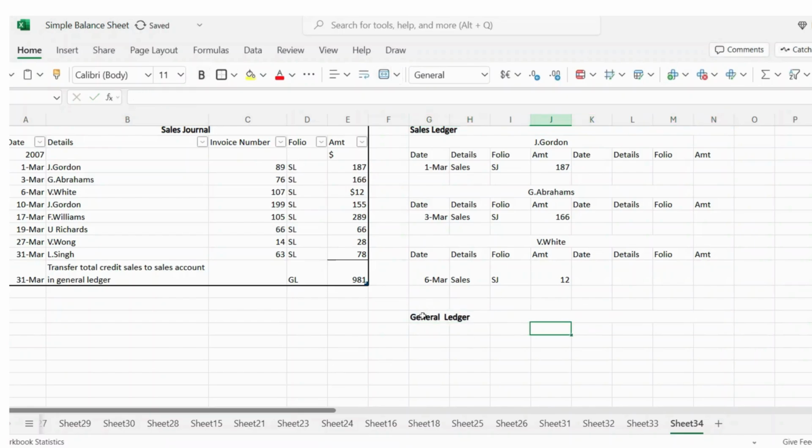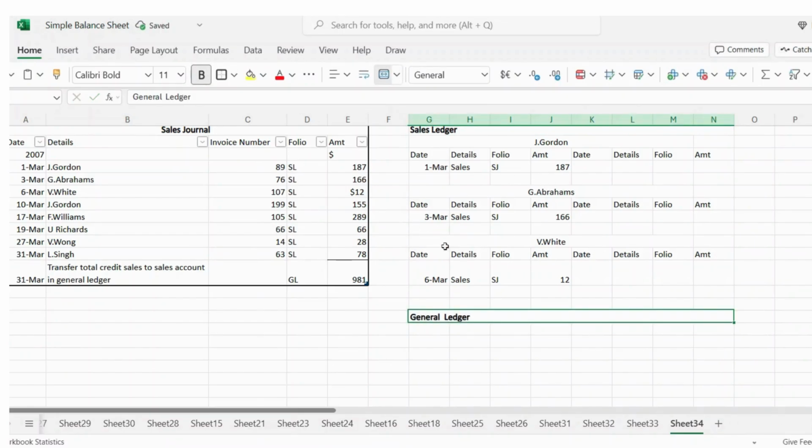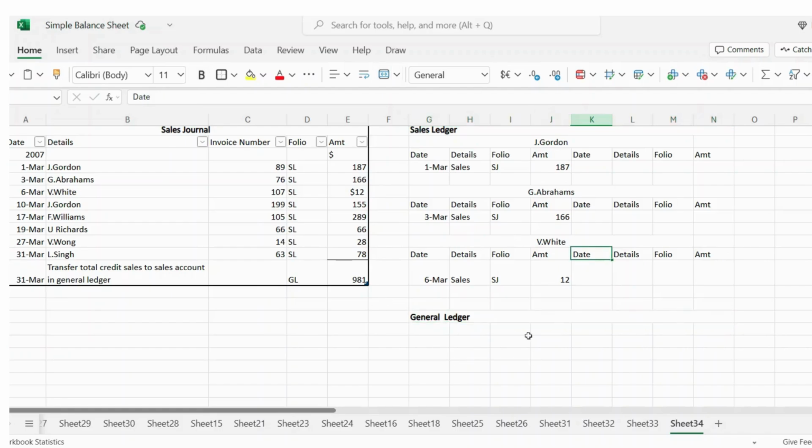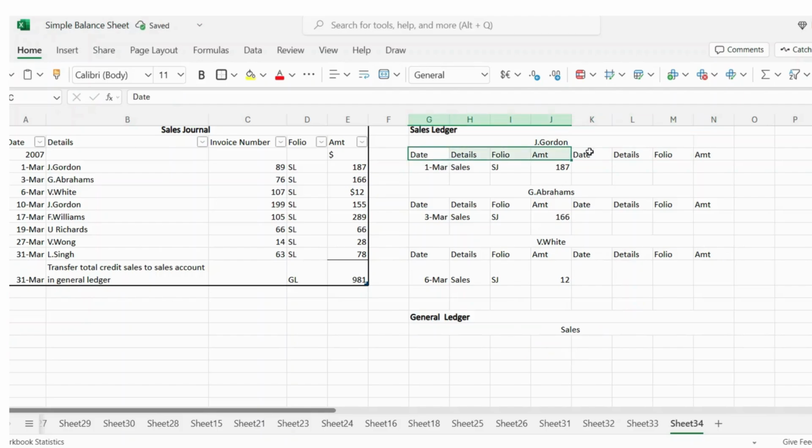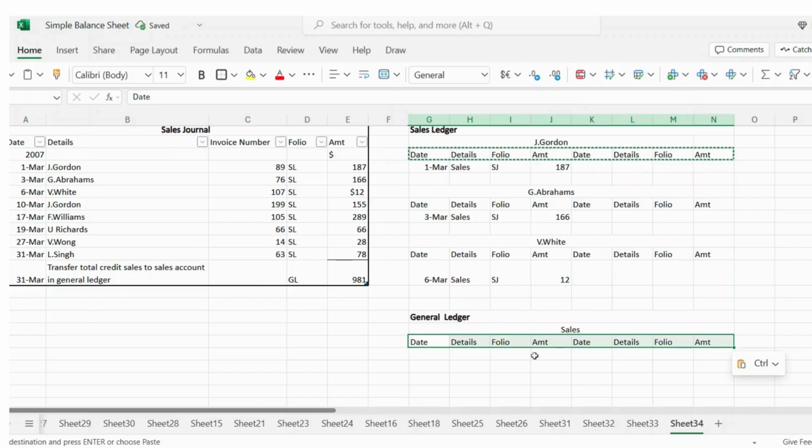All right, so for the general ledger now, remember we said that we will transfer our total sales to our general ledger. So let's show that. So this is our sales account. And remember that your general T account has your date, your details, your folio, and your amount.